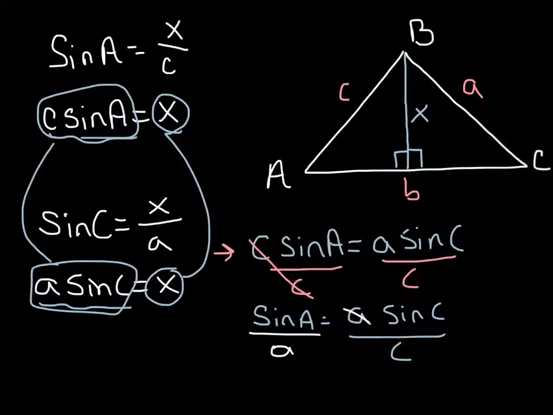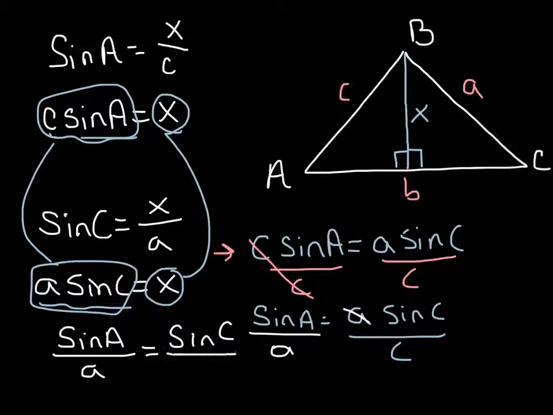And so what it leaves us with is this final statement that the sine of angle A divided by side A is equal to the sine of angle C divided by side C. Very important to differentiate between the angles and the sides. So these right here are my angles, and these right here are the sides. So we've got this wonderful relationship that we can now use, and I'll show you how to apply it.